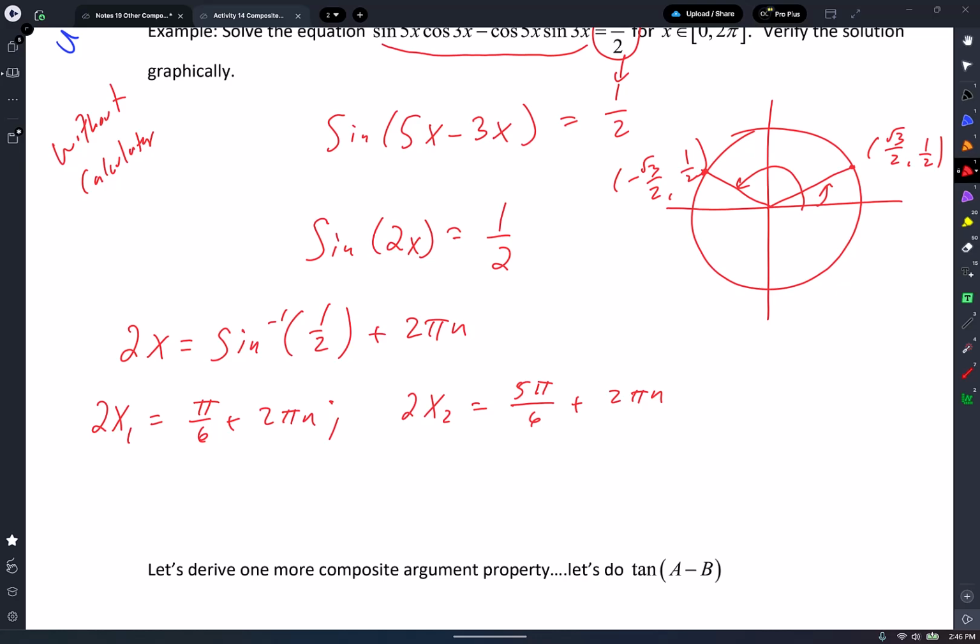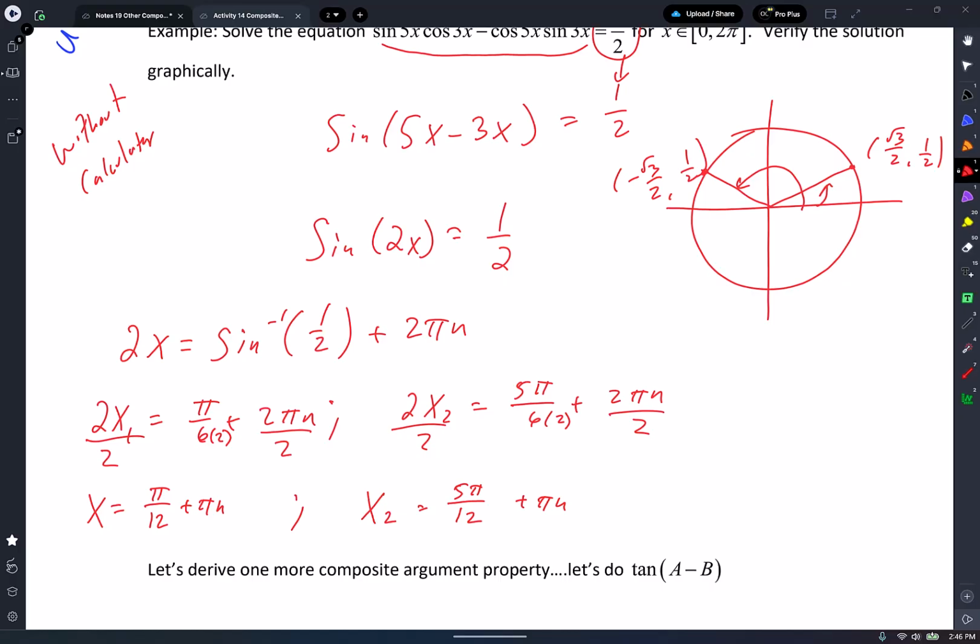All right, how do I get x1 and x2 by itself? Not everyone at the same time. Divide by what? So pi over 12 plus pi n, semicolon, n is just an integer, depending on how many cycles we do. Divide by 2, divide by 2, divide by 2. x2 equals 5 pi over 12 plus pi n.